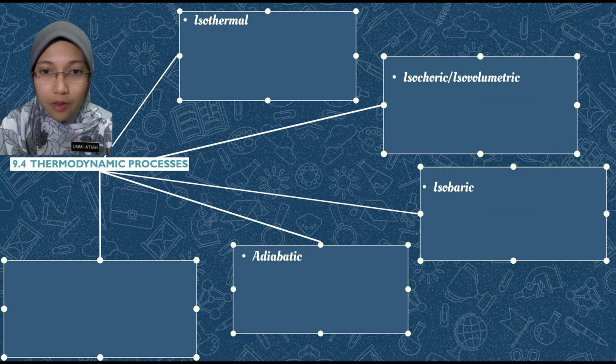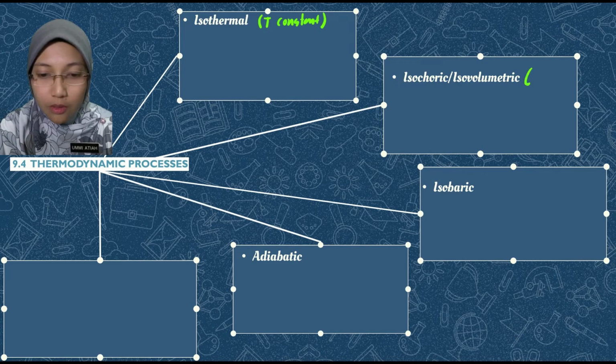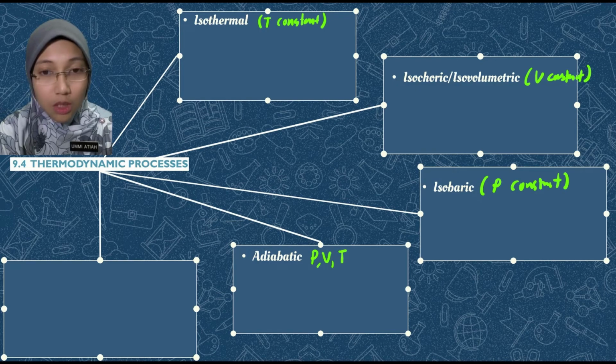For subtopic 9.4, it is thermodynamic processes. We have four processes, starting with isothermal. Isothermal is for constant temperature. We have isochoric or isovolumetric, which is for constant volume. And isobaric is for constant pressure. And also adiabatic. For adiabatic, pressure, volume and temperature are not constant, but what is important here is that Q will be 0. There will be no heat flow in or out of the system.